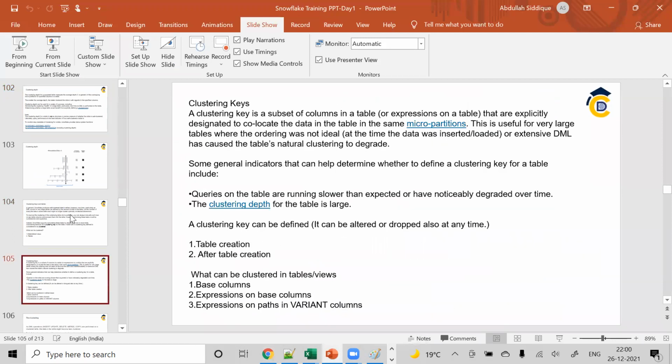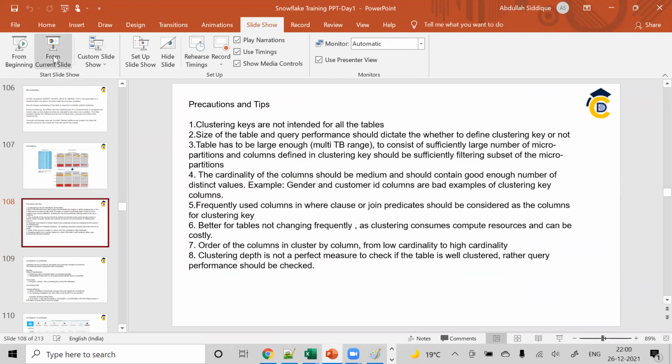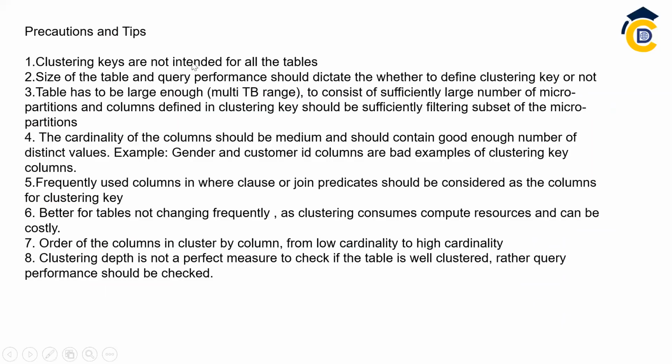let's go and see the tips here. Okay. See, clustering keys are not intended for all the tables. Size of the table and query performance should dictate whether to define a clustering key or not. The table has to be large enough to consist of a sufficiently large number of micropartitions, and columns in the clustering key should be sufficiently filtering subset of micropartitions. The cardinality of the columns should be medium and should contain a good enough number of distinct values. Example, gender and customer ID columns are bad examples of clustering key columns.